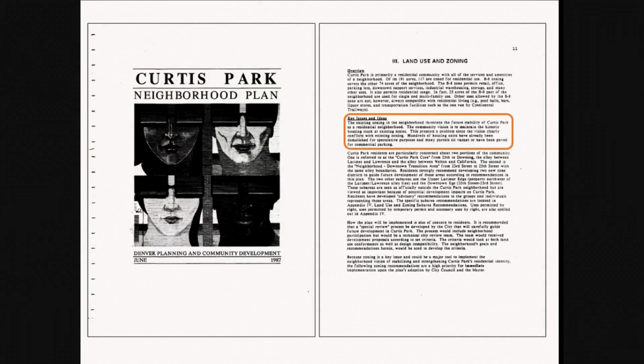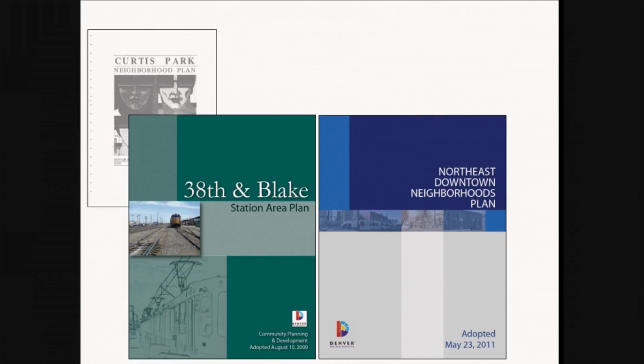And in 2010, when the city replaced the zoning code, we were able to refer to this, as well as some hand-drawn maps that were in this plan, to illustrate what the zoning should be. And basically, the zoning that we got in 2010 was very consistent with the vision in this plan, even though there was quite a gap between 1987 and 2010 until we could implement it. This is the strong language about the existing zoning in the neighborhood threatens the future stability of Curtis Park. And that also helped us in 2010.